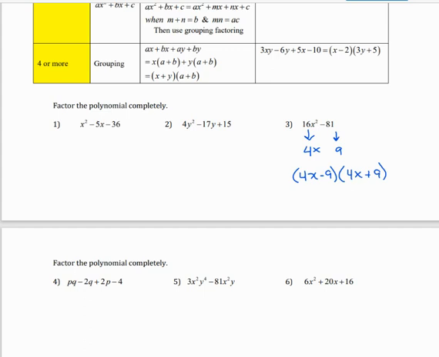And always check to make sure you can't factor anymore, and I can't. Now remember, a way to check, and I'll just jot this down, is to actually multiply back through. So if I multiply those 2 sets of parentheses, I better get the original answer. Okay? Let's move on to number 4.